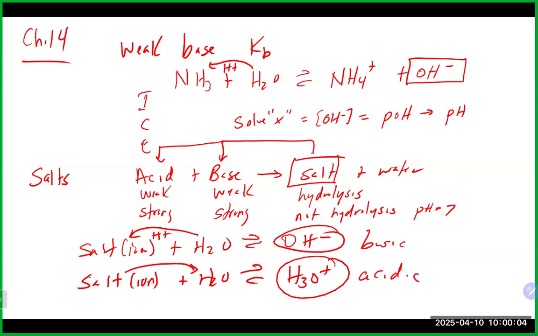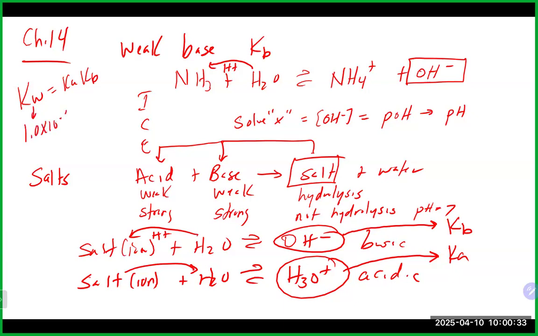As we talked about, these hydrolysis type problems are very common, where they give you the wrong K value. Remember that if you ever see hydroxide on the product side, that is basic, which means you should be using the Kb value. If you see H plus or H3O plus on the product side, you should be using a Ka value. You can go between those two by using Kw, which is Ka times Kb, and Kw is 1 times 10 to the minus 14.